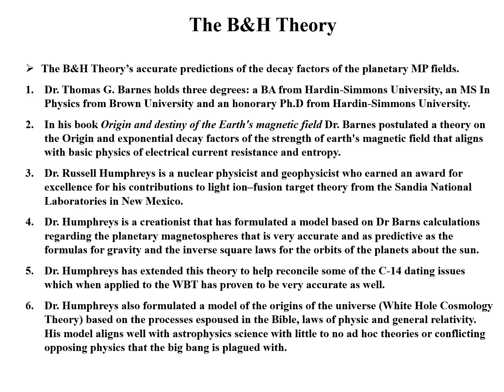Dr. Thomas G. Barnes holds 3 degrees, a BA from Hardin-Simmons University, a master's in physics from Brown University, and an honorary PhD from Hardin-Simmons University as well. All right. In his book, Origin and Destiny of the Earth's Magnetic Field, I think that was written back in the 1960s, Dr. Barnes postulated a theory on the origin and exponential decay factors of the strength of the Earth's magnetic field that aligns with basic physics of electrical current resistance and entropy.